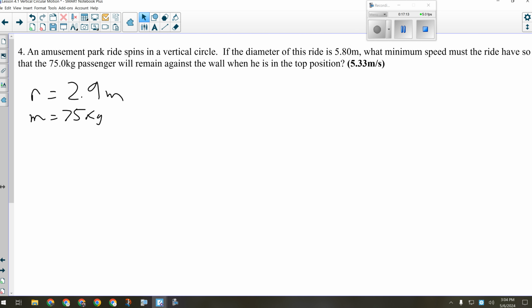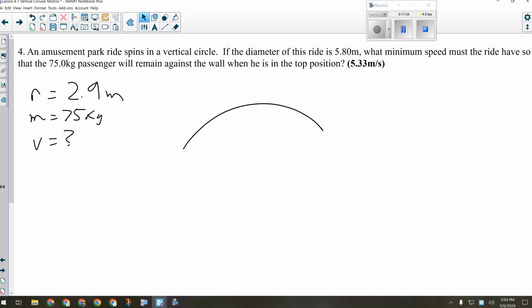We want them to remain against the wall when they are in the top position, which would be like they're on the inside at the top of a vertical circle. Would you agree? Just like that Kuza video we watched where the guy would actually just be laying on the inside of that circle, and when he went around, he didn't fall off. Exactly the same situation. So we are looking for the minimum speed for that loop.